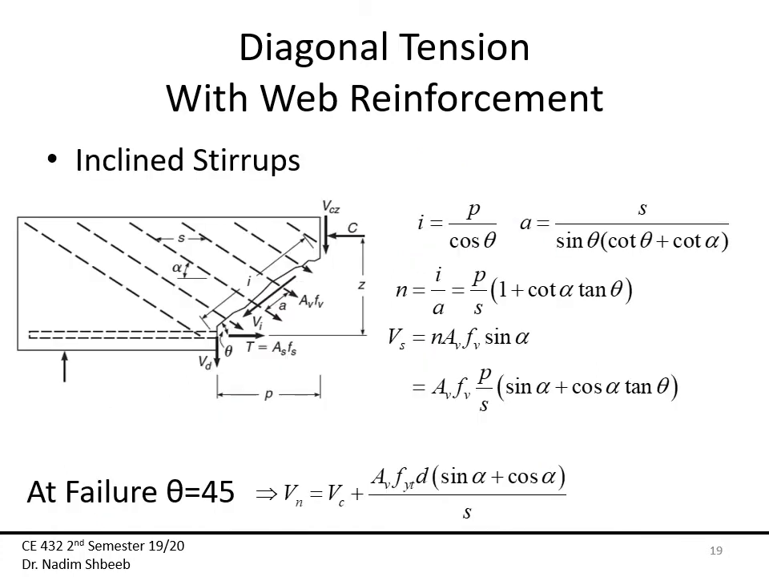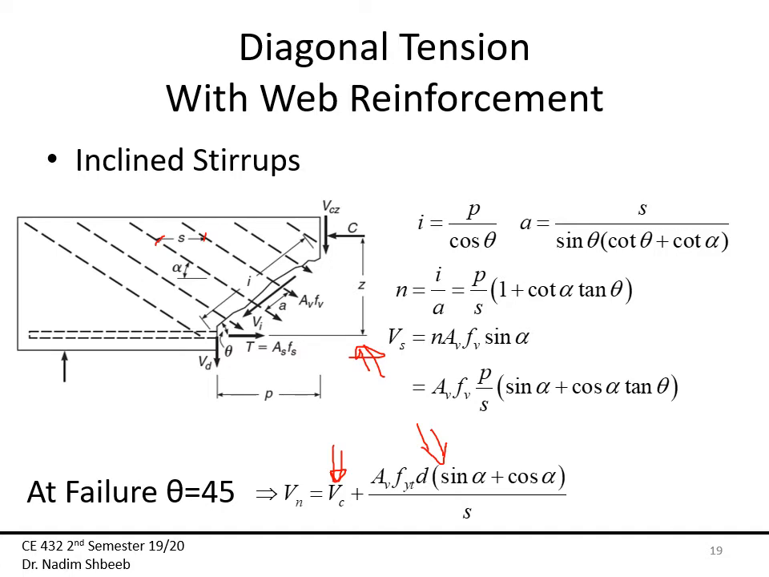Now, if I have inclined stirrups like this, as far as the shear in concrete is concerned, I'm going to have the aggregate interlock, the dowel action, and the uncracked compressive force. What might be a little different is the force in steel. If you look at this graph right here, the spacing is now this distance. Alpha is the angle that the stirrups make with the horizontal.